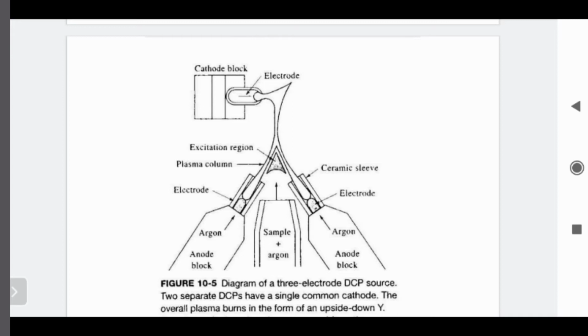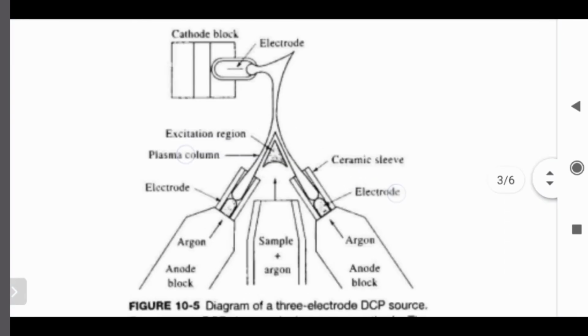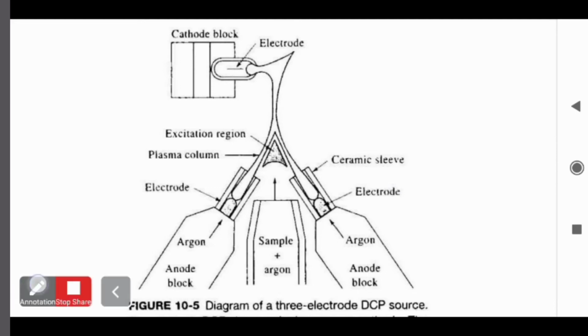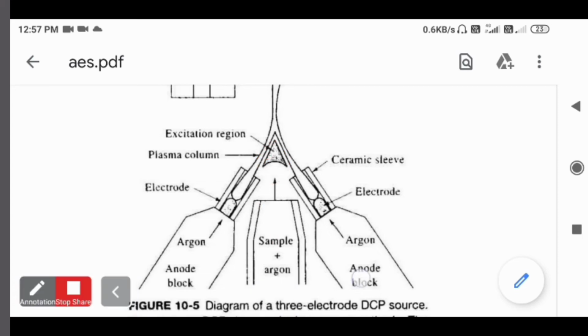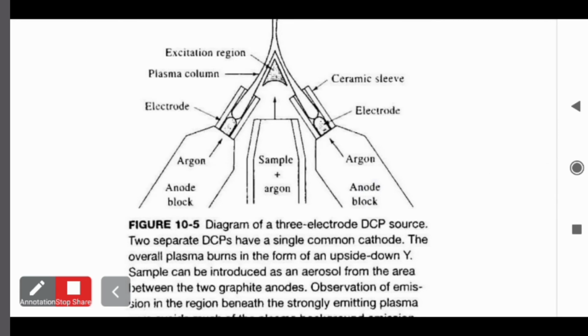Okay, 14 ampere. That 14 ampere current will excite the sample coming from the sample chamber. Along with the sample we introduce argon gas again, and that results in the generation of a plasma column at this excitation region. Once the excitation has happened, atomization, ionization, and excitation all occur simultaneously, and we get the emission spectrum for the particular sample.